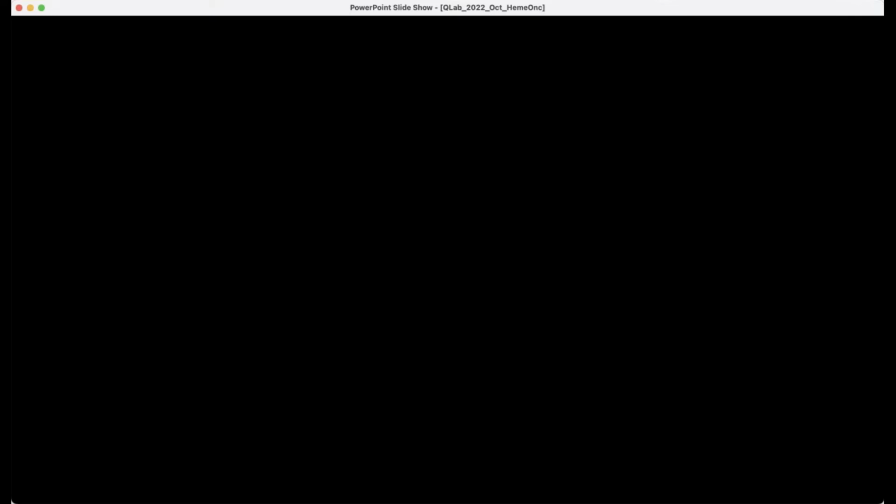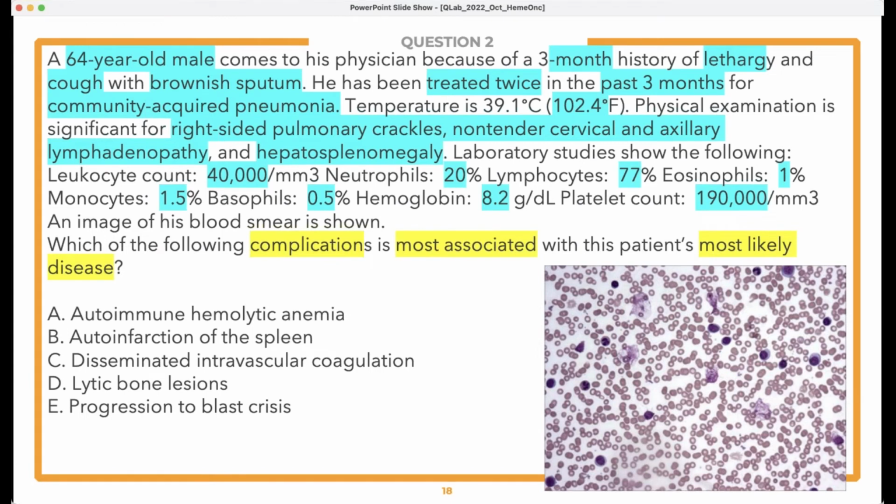Okay, so once again, starting at the bottom and working our way up to the top. Answer choice E, progression to blast crisis. D, lytic bone lesions. C, disseminated intravascular coagulation. B, autoinfarction of the spleen. And A, autoimmune hemolytic anemia. So once again, we're going to go ahead and open up that poll. Go ahead and select what you think is the best answer here, and we'll talk about it in just a few seconds.